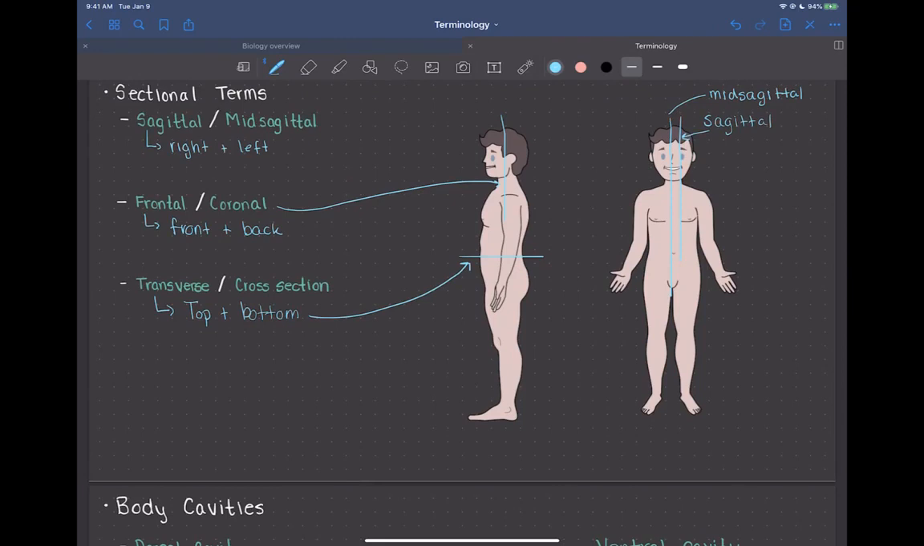A lot of the figures in your textbook will use these different sections. For example, when we're looking at the brain, it's really important to understand how that brain was divided to understand what structures you're looking at. So understanding what these terms mean is going to be very important.